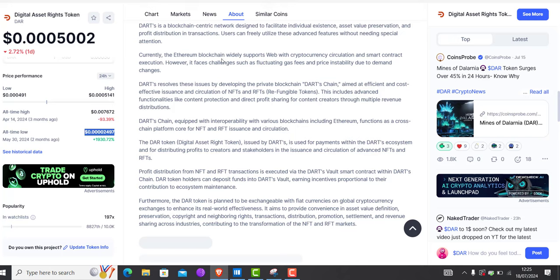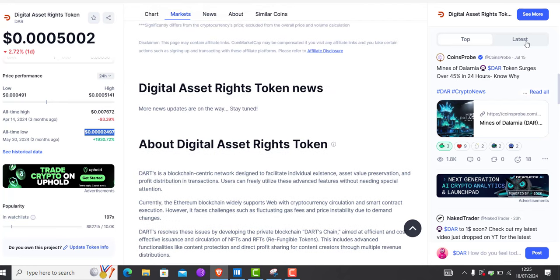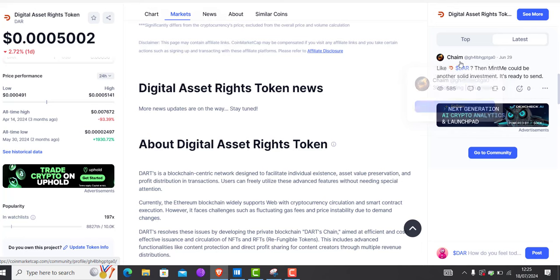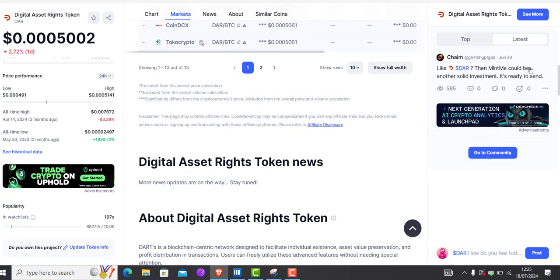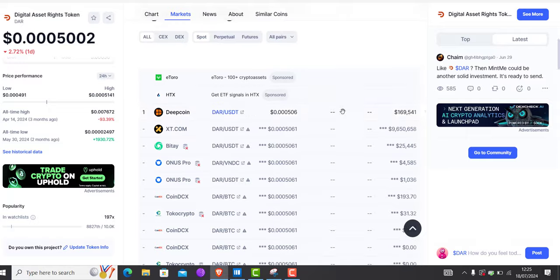Currently, the Ethereum blockchain widely supports web3 with cryptocurrency circulation and smart contract execution. However, it faces challenges such as fluctuating gas fees, stability, demand, chain. Okay, let's take a look at the latest comments. Could be another solid investment. It's ready to send. Yeah, it is kind of ready.